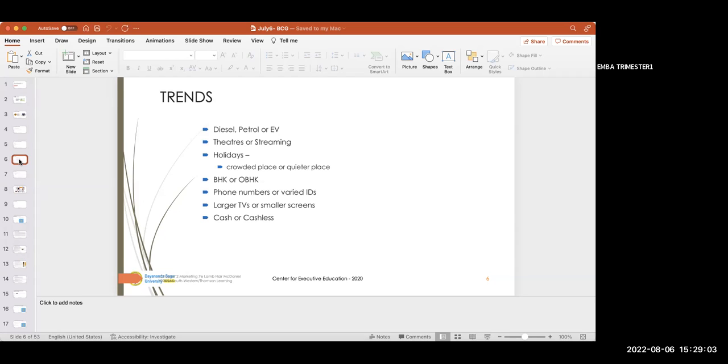And theaters are history now. I don't think anybody is going to go for theaters unless it's some great experience. Otherwise, I would rather sit at home and watch it on a streaming platform. That's the future. Holidays, will you go to a crowded place or a quieter place? Now, all of a sudden, everybody wants to go to a quieter place. I want to be as far as possible from civilization because of all that is happening around. They want to do away with it.